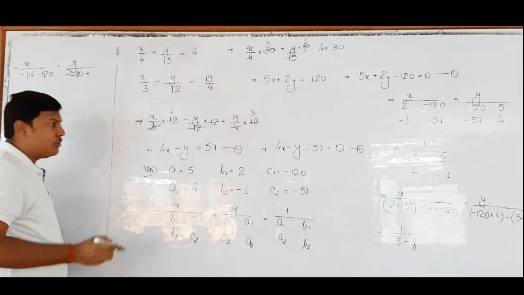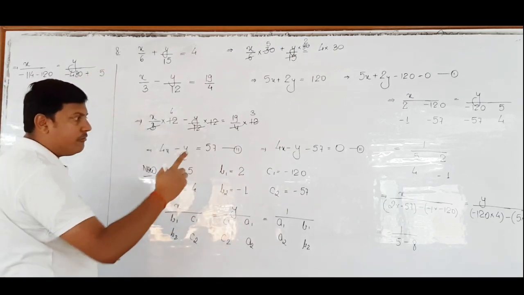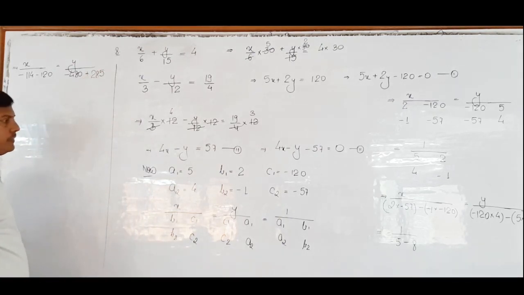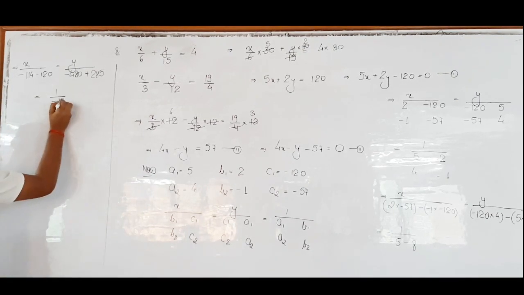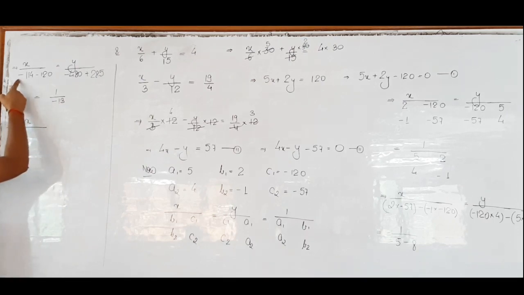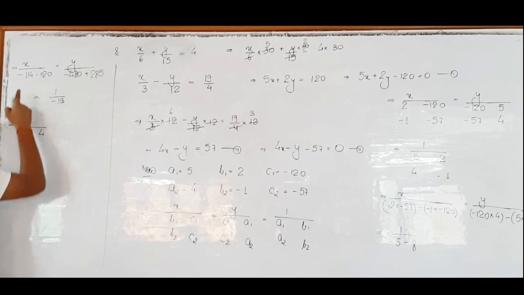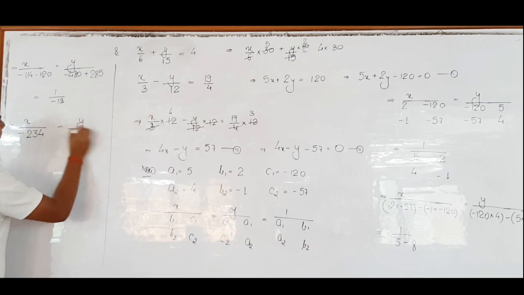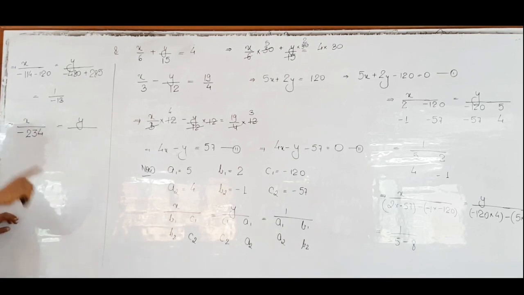57 into 5. So 7 5s are 35. Carry 3. 5 5s 25 plus 3 is 28. 285 is equal to 1 by minus 5 minus 8 is minus 13. So x by minus 114 and minus 120 becomes minus 234. Y by minus 480 plus 285, as they both have different signs, we will subtract it.